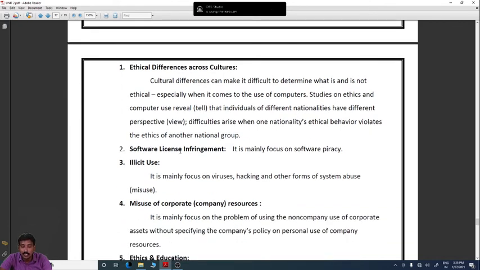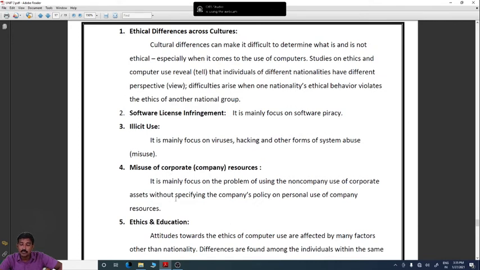The next one is software license infringement, which mainly focuses on software piracy: if you are not using the licensed version, what type of action are you going to take? The next one is illicit use. It mainly focuses on viruses, hacking and other forms of system abuse. And the next one is misuse of corporate resources: using corporate assets for non-company purposes without the company specifying a policy on personal use of company resources.